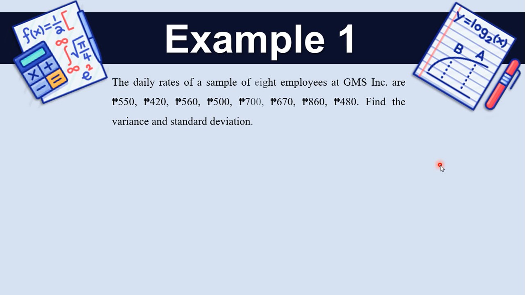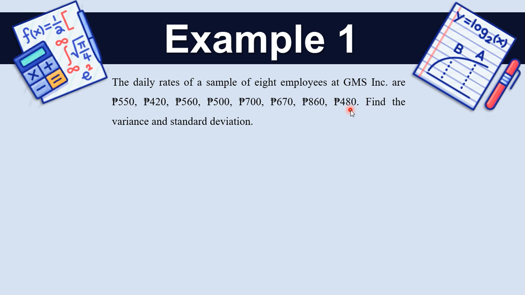So let's have here an example number 1. I have here the daily rates of the sample 8 employees at GMS Incorporation. Meron tayo ditong 550, 420, 560, 500, 700, 670, 860, and then 480. Let's find the variance and then the standard deviation.